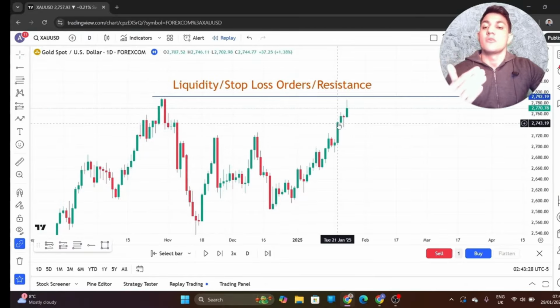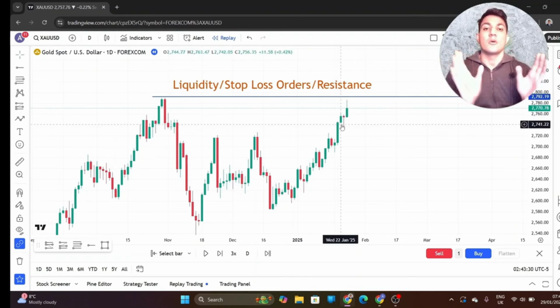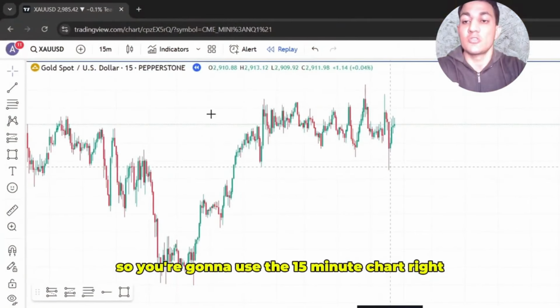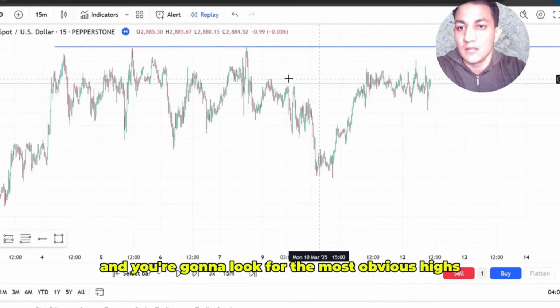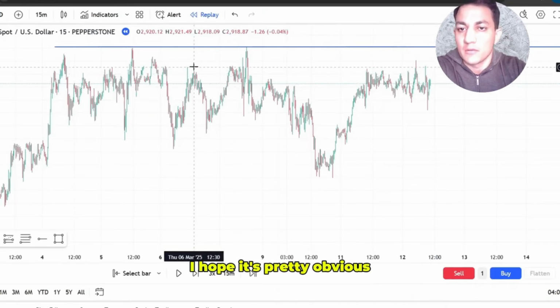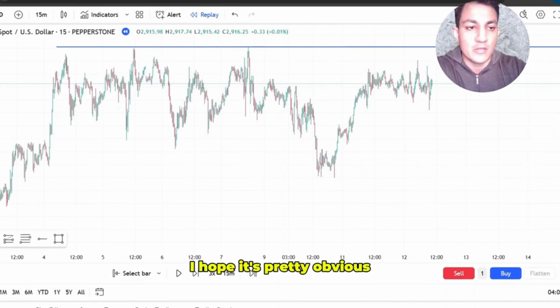And price is going to move for those stop loss orders. So all we need now is to go on the 5-minute chart or any lower time frame and just trade in that direction. You're going to use the 15-minute chart, right? And you're going to zoom out and look for the most obvious highs or lows. I hope it's pretty obvious, and I've marked it out for you.